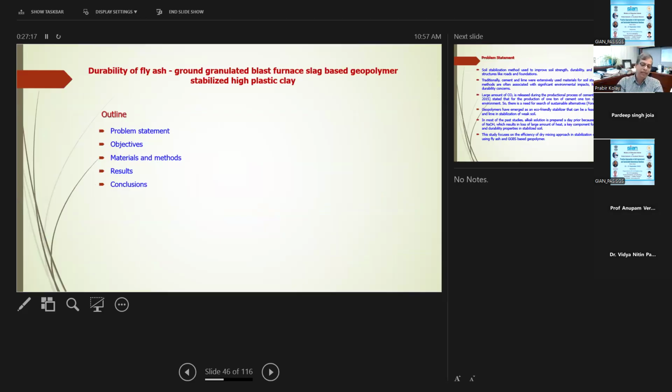So I think that is the one I just wanted to tell you quickly, basically the geopolymer stabilized soil. Now I'm just talking a little bit about durability. This is one of my graduate students' works. He did a lot of studies, and this paper is going to be published in Transportation Geotechnics. Here he used fly ash and GGBS for geopolymer for high plastic clay.